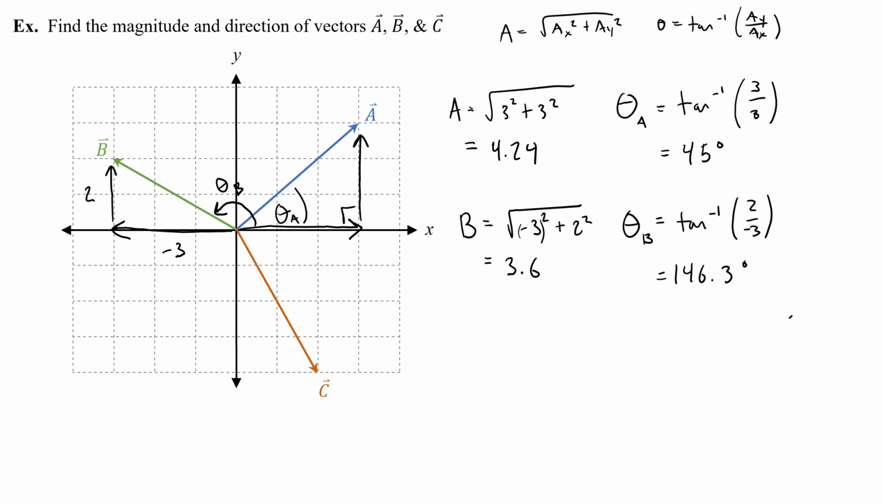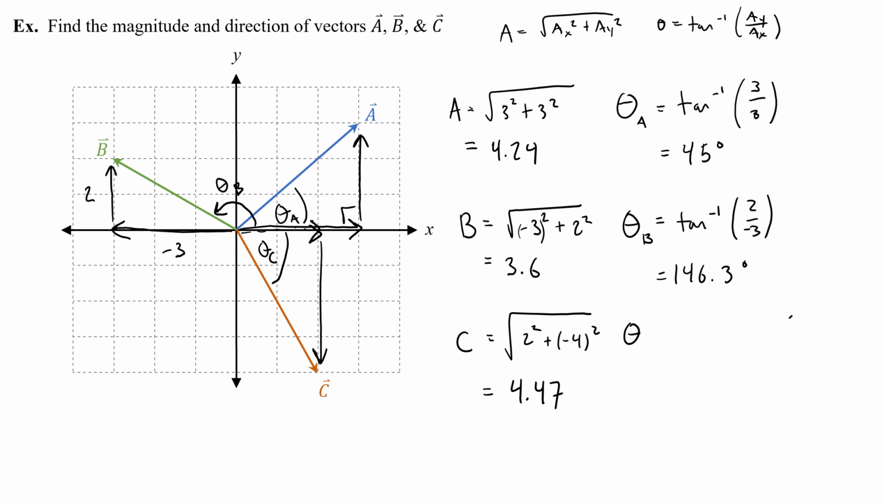Now for C, you have an x component of positive 2 and a y component of 1, 2, 3, 4. So negative 4. So when you get the magnitude, you would do 2 squared plus negative 4 squared, which gives you 4.47. But a similar thing happens when you try and find the angle, which we'll call theta C. I'm going to erase these components here.